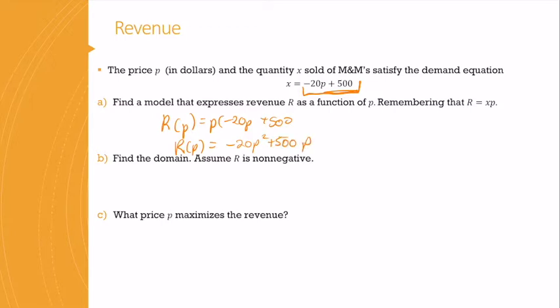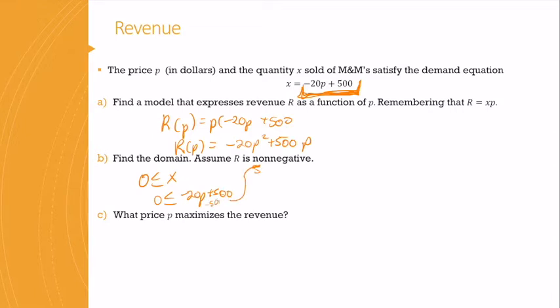Next, we want to find our domain. Okay, so we know that we can't sell any less than 0. So 0 is less than or equal to our X as it's defined, which is negative 20P plus 500. And I can solve this.